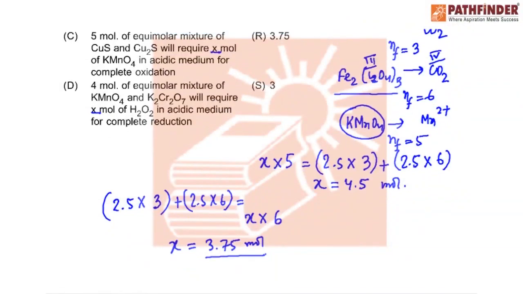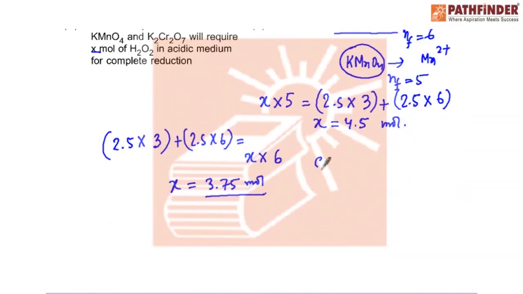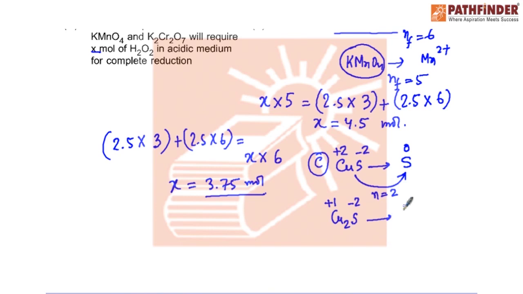In the next one, they are asking 5 mole of equimolar mixture of CuS and Cu2S will require X mole of KMnO4. So now what is happening: CuS is getting converted, it is plus 2, the maximum oxidation state of copper, and sulfur is minus 2. In acidic medium, sulfur will form colloidal sulfur, which is 0. So the N factor becomes 2. And in Cu2S, the oxidation number of copper is plus 1 and oxidation number of sulfur is minus 2. It is getting converted into Cu2 plus and S. So the total change in oxidation number for copper is 2 units and that of sulfur is 2 units. So the N factor for Cu2S becomes 4.